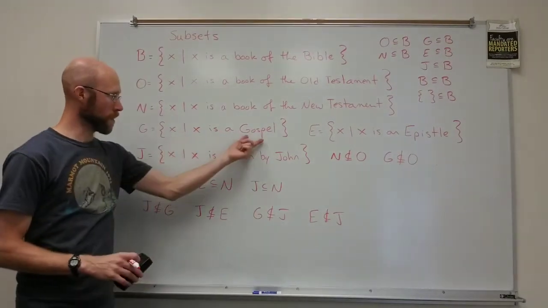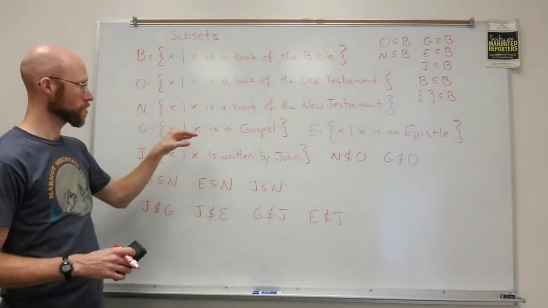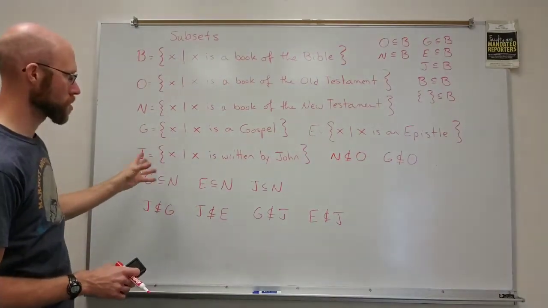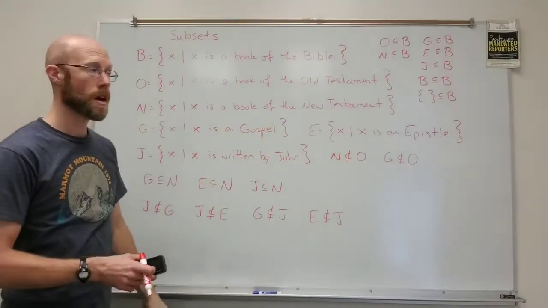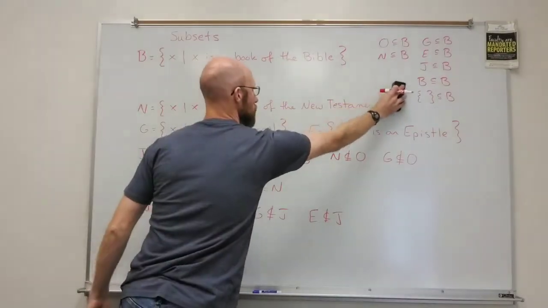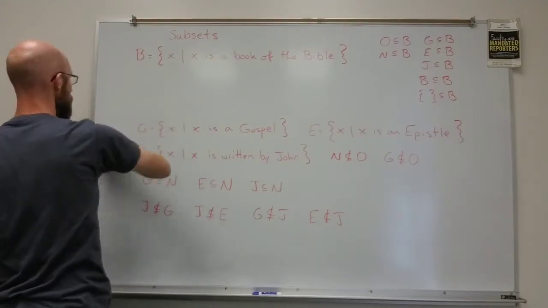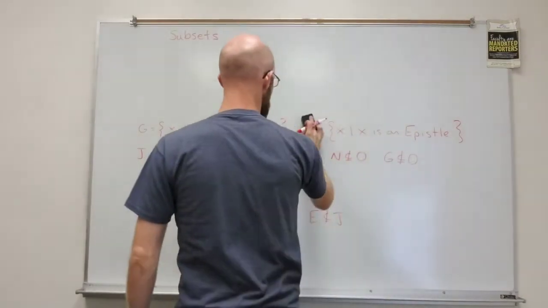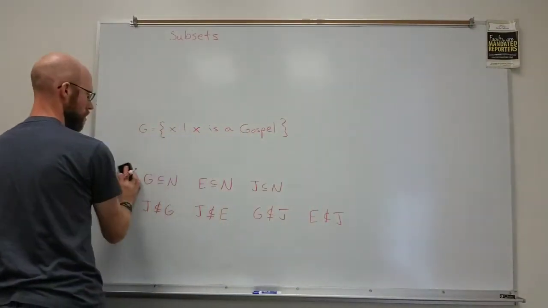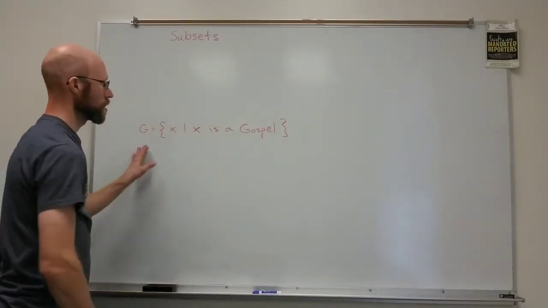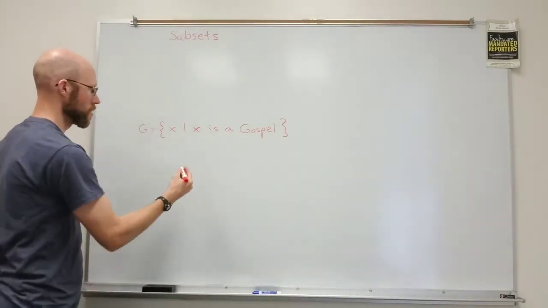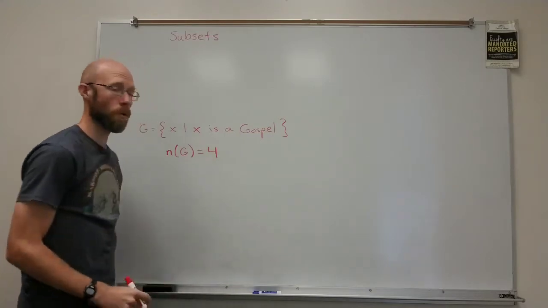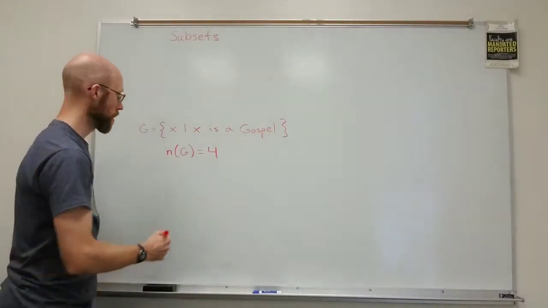One other thing I want to mention, not just mention, but really get into, is let's look at all of the possible subsets of a set. So maybe I'll take one of these smaller ones, the Gospels, for instance. We don't want to do this for anything too big because there's a lot of them. So let's look at the set G. There are four Gospels, so the cardinality of G, or the cardinal number, is four. That means there are four books in there, four elements.